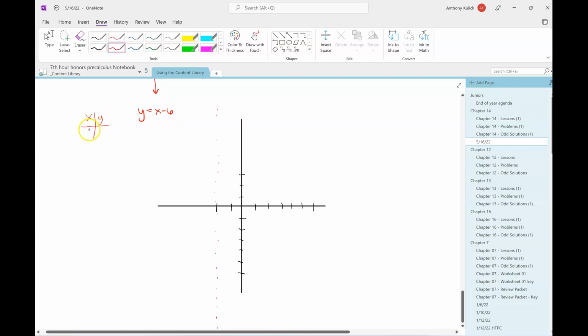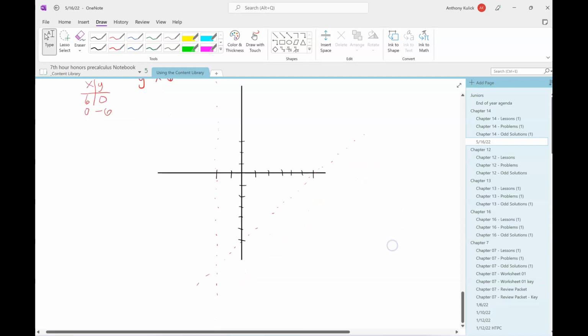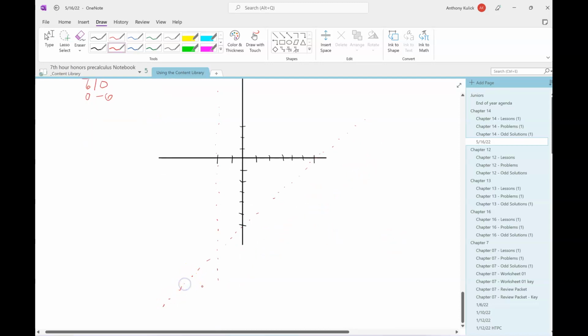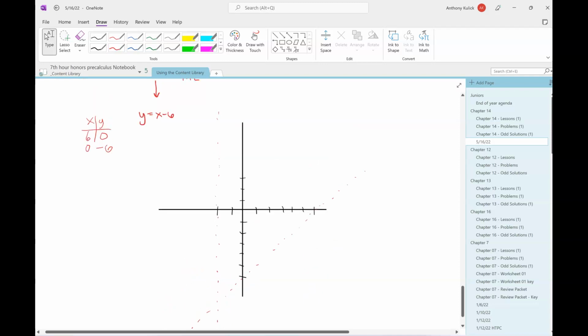So to plot this, I'm going to just pick some values for x and find their corresponding values for y. So I picked 6 and 0. So when I plug 6 in, I get 0. I plug 0 in, I get -6. So there's my oblique asymptote there. Extend those out a little bit more so I have a little bit better picture.